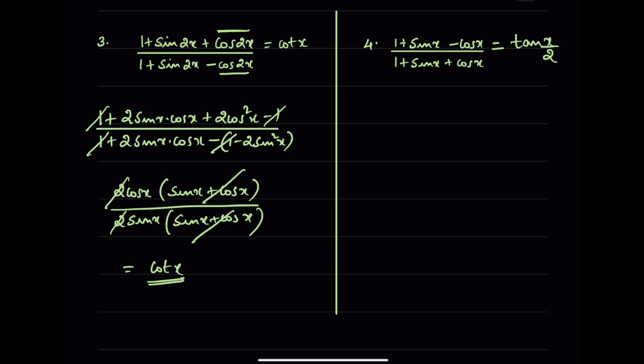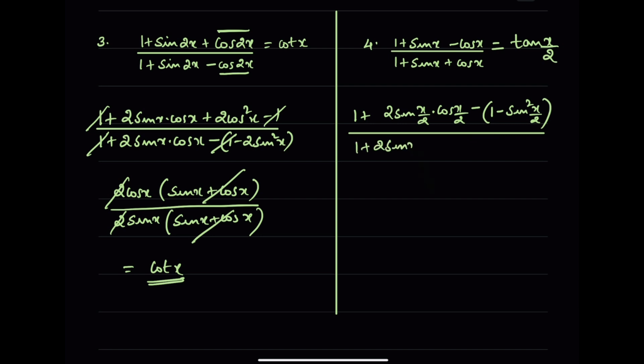That means this can be changed to submultiple angles, which is 1 plus sin x is nothing but 2 sin x by 2 cos of x by 2 minus, now we need tangent, so we'll have a higher degree of sine in the numerator. So this is 1 minus sine square x by 2. This whole thing divided by 1 plus 2 sine x by 2 cos x by 2 plus 2 cos square x by 2 minus 1.